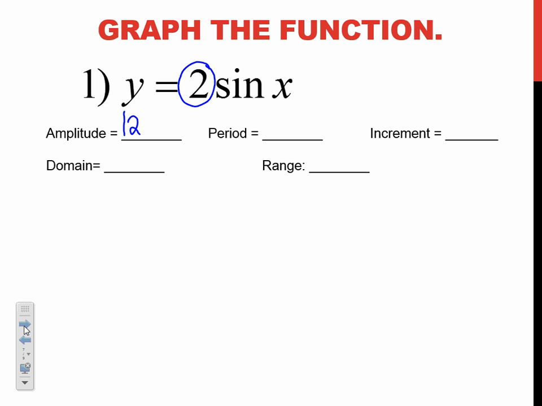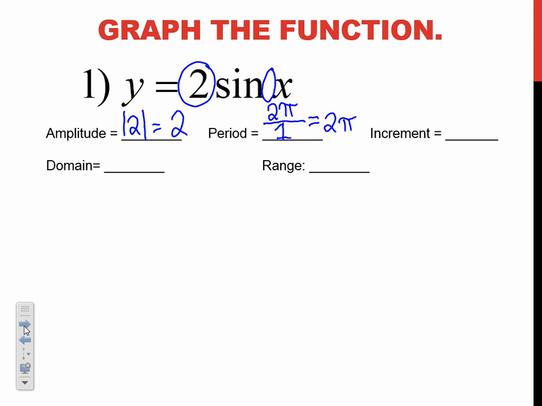So the absolute value of 2 is just 2. Now to find our period, we're going to take 2 pi divided by whatever's in front of our x. Now there's nothing. If there's nothing, we're going to consider that to be a 1. So when we simplify this, we're going to get 2 pi.